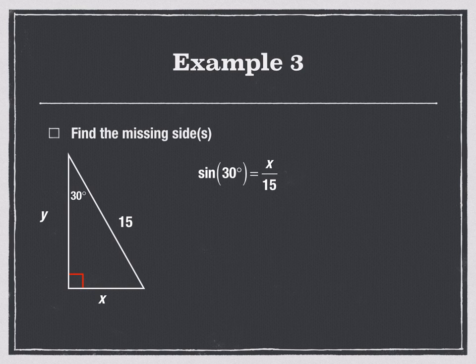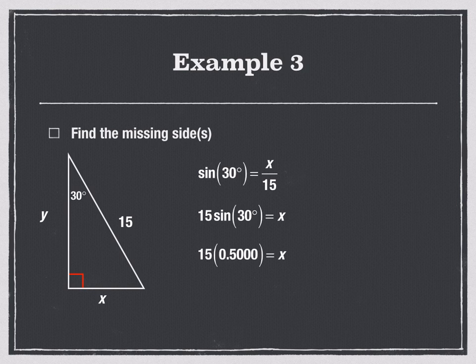Okay? Now, algebraically speaking, I want x by itself, so I multiply both sides by 15. And I have to calculate the sine of 30. This is where the calculator comes in. We should be in degree mode. We go into our trig submenu, we hit sine of 30, and boom, it comes out.